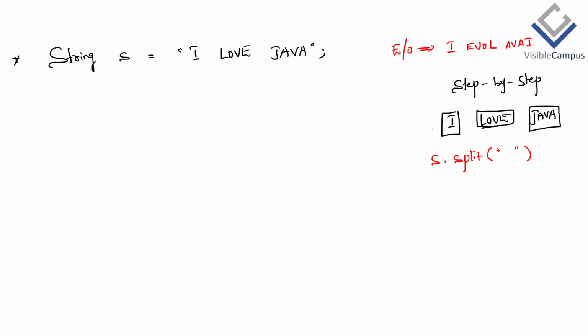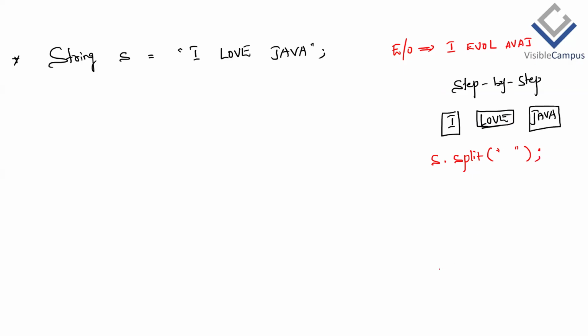I want to split wherever there is an A, for example. Or I want to split wherever there is an E. Or I want to split wherever there is a space. According to our scenario, it is space. So that's why, within double quotes, give a space using the space key on the keyboard. So this is the split method.